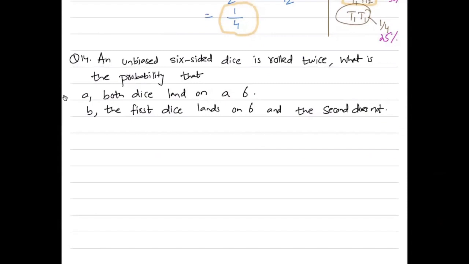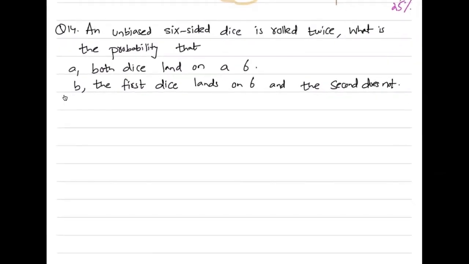Okay, let's try this one. An unbiased 6-sided dice is rolled twice. What is the probability that both dice land on a 6? So getting a 6 on the first dice and getting a 6 on the second dice, are these independent events or dependent events? Independent events, because getting a 6 on the second die is not being affected by whether we get a 6 on the first dice or not. So these are independent events.